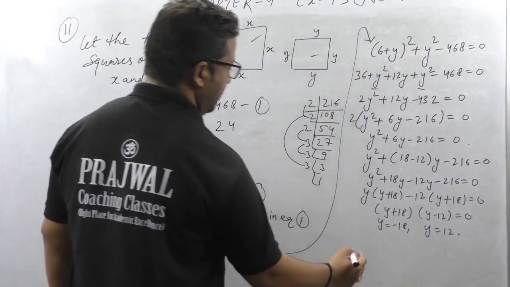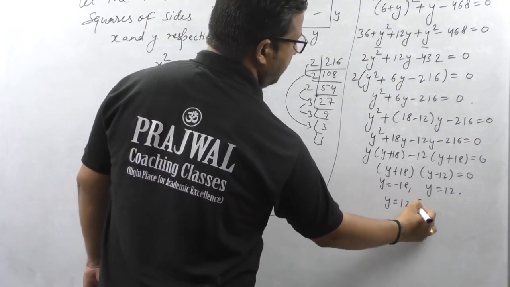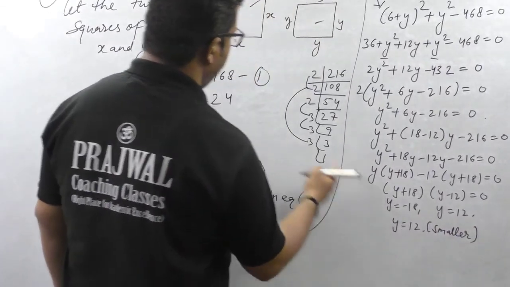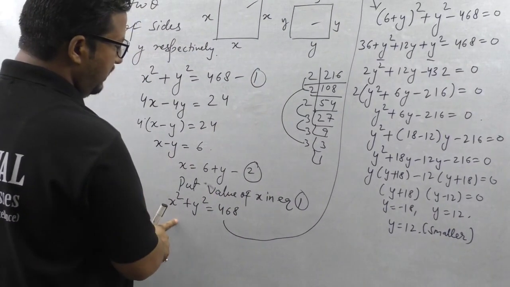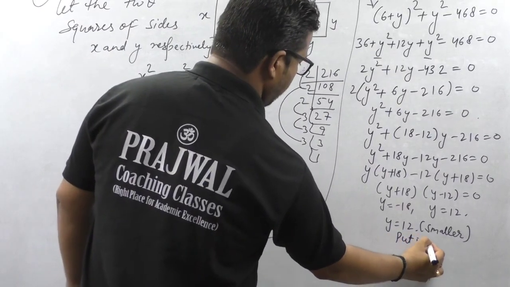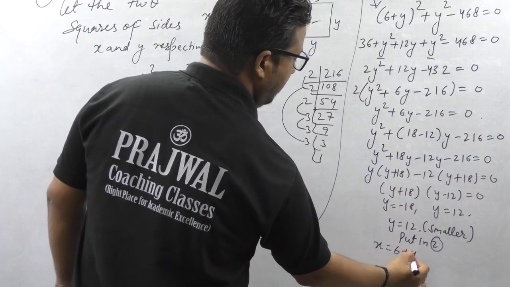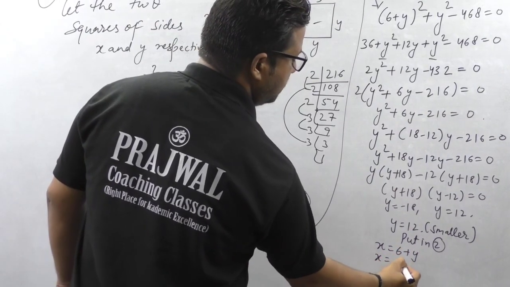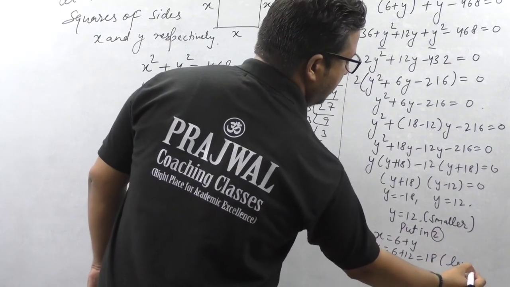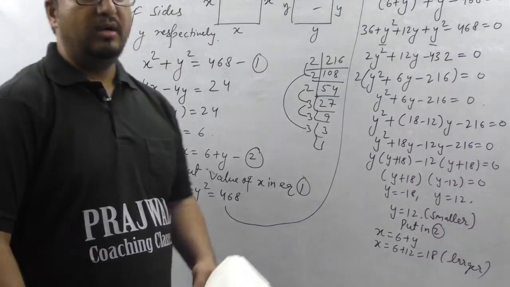So we understand this is about the areas of the two squares. Here y is 12 for the smaller one, as we have taken y as the side of the smaller square. From the relation in equation second, x is equal to 6 plus y, so it will be 6 plus 12, which is 18. So the larger square side will be 18 and the smaller will be 12. This is your right answer.